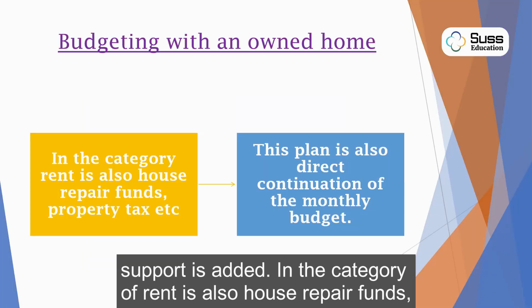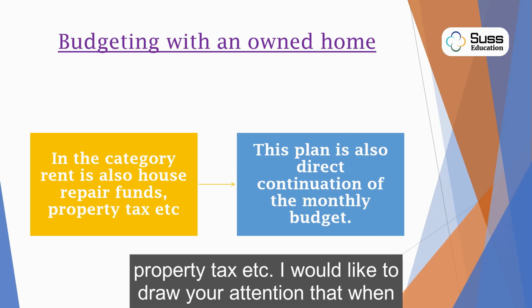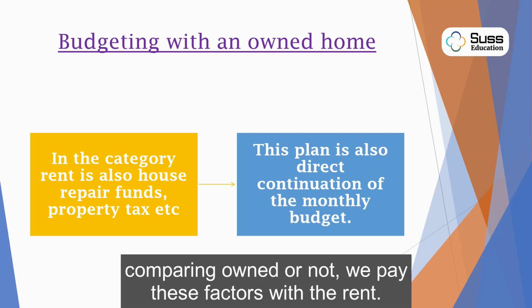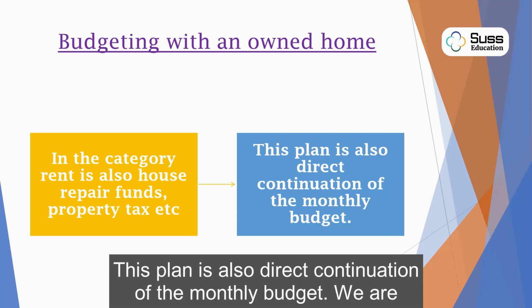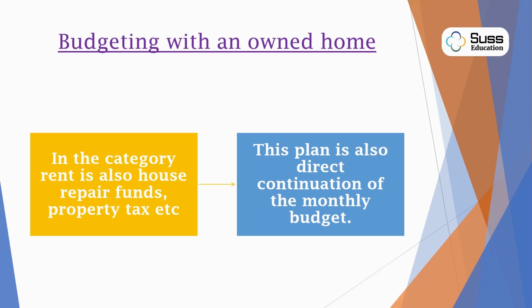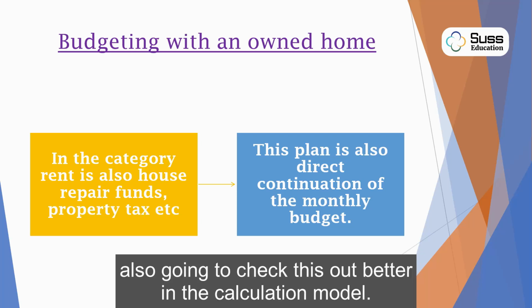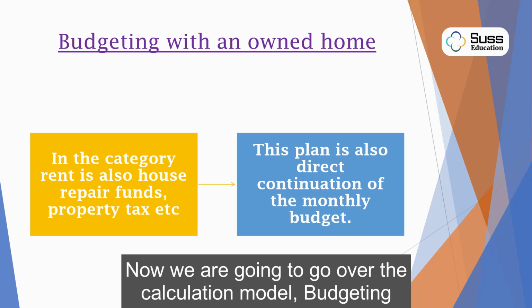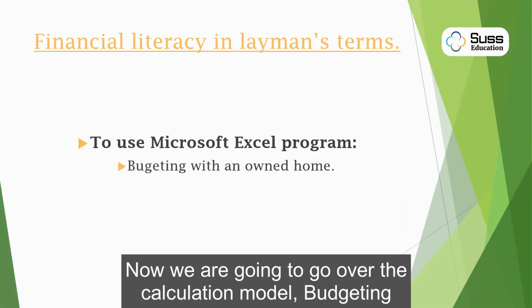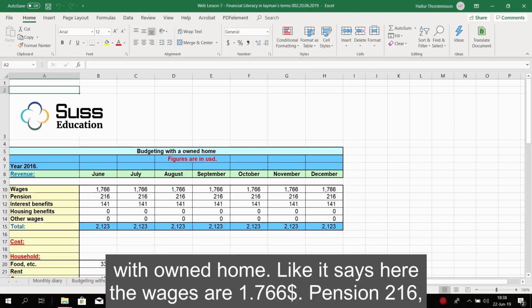In the category of rent are also house repair funds, property tax, etc. I would like to draw your attention that when comparing owned or not, we pay these factors with the rent. This plan is a direct continuation of the monthly budget. We are also going to check it out better in the calculation model. Now we're going to go over the calculation model, budgeting with owned home.